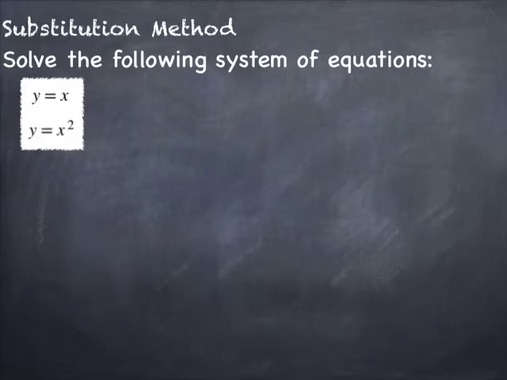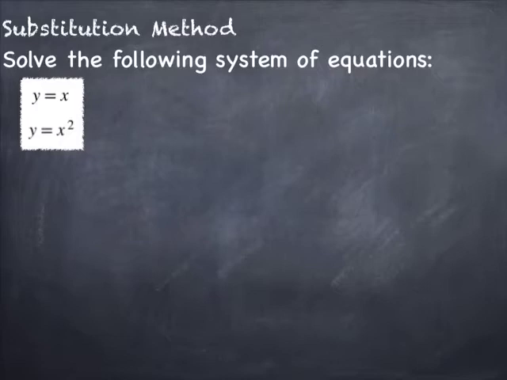Now here it says just solve the system of equations. What you're looking for is where these two objects intersect. Here we've got a line in the first one. Here, this is a line. And this is a parabola. We're looking for where the line and the parabola intersect.